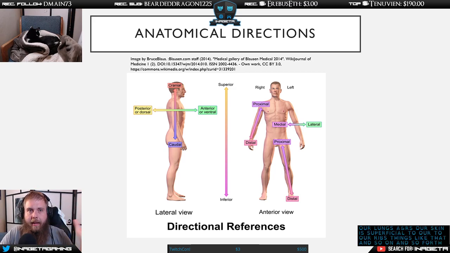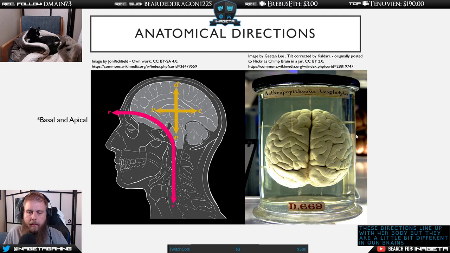So everything is relative to one another. That's what these directions help us do, is describe where things are relative to one another. That's how these directions line up with our body, but they are a little bit different in our brains, which we're going to talk about as well.